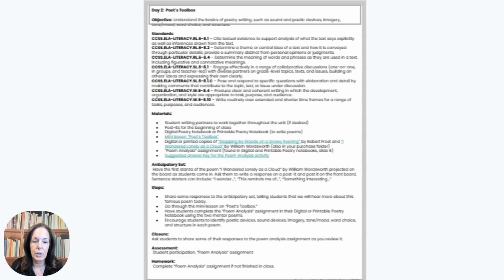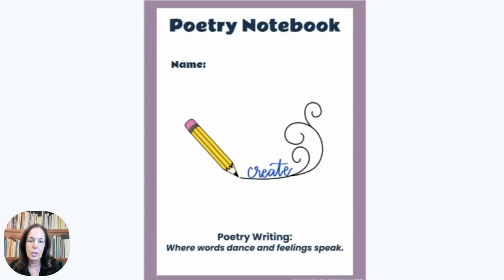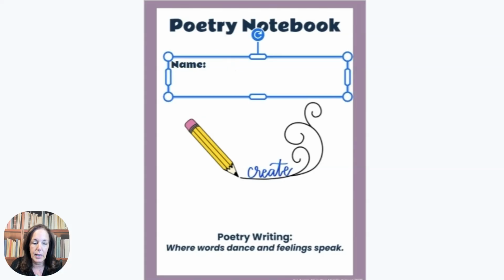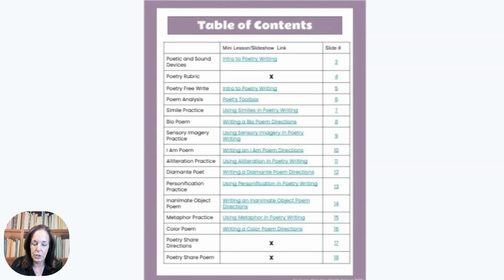Okay, the other thing you're going to get is a poetry notebook. I'm going to show you the digital version. There is also a printable version included. So the poetry notebook is set up for them to put their name in here. You'll assign it on their digital learning platform so they each have a copy, and they'll have everything that they need at their fingertips. Okay, so for example, let's talk about when they learn about alliteration.